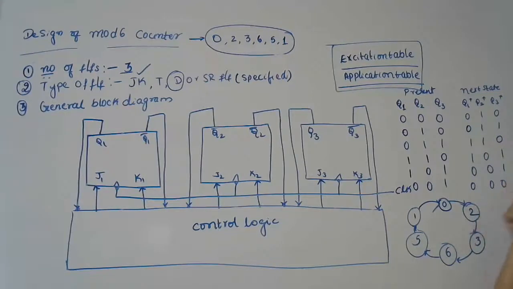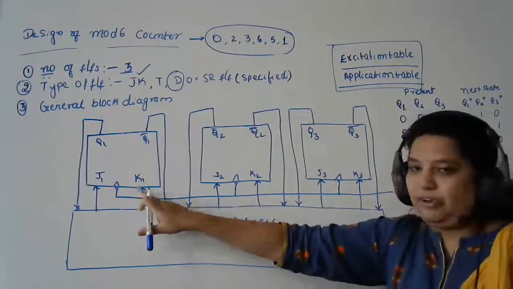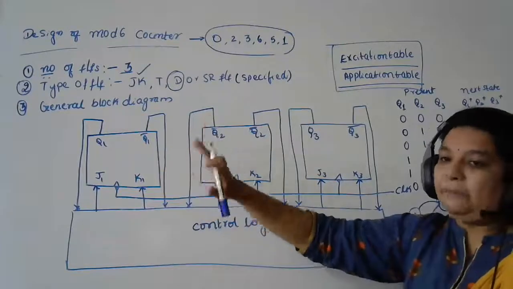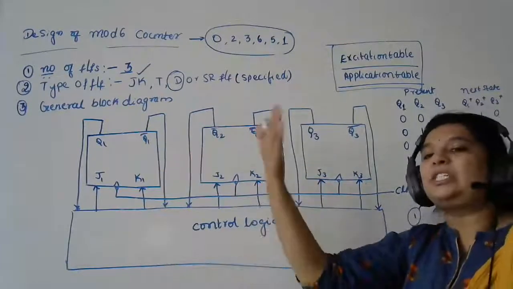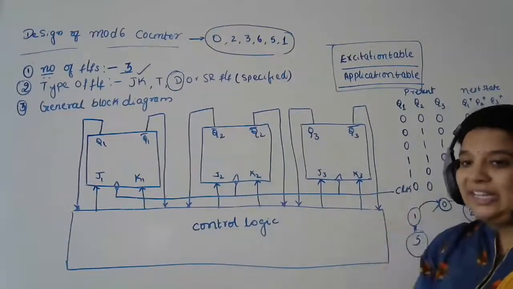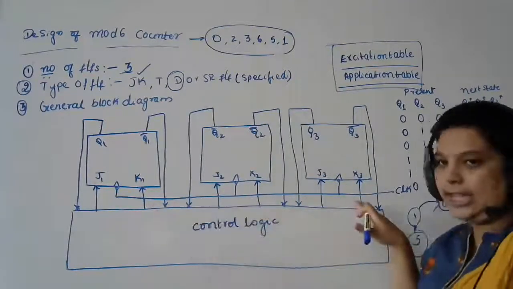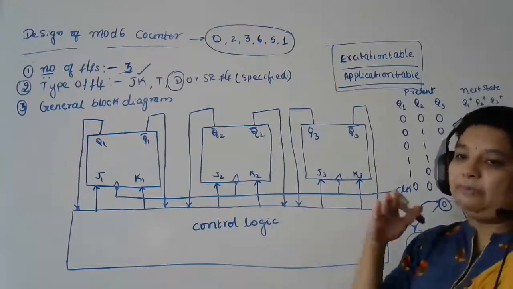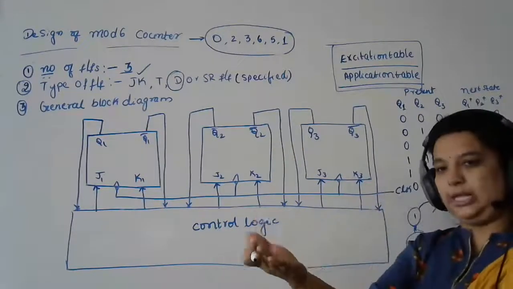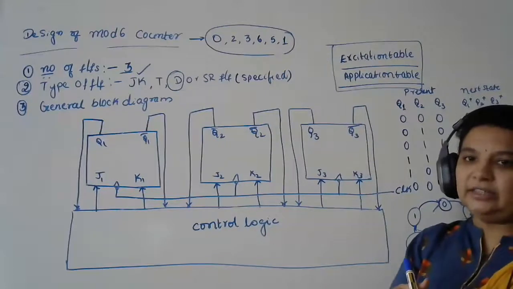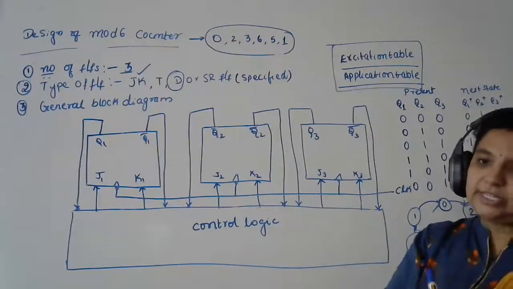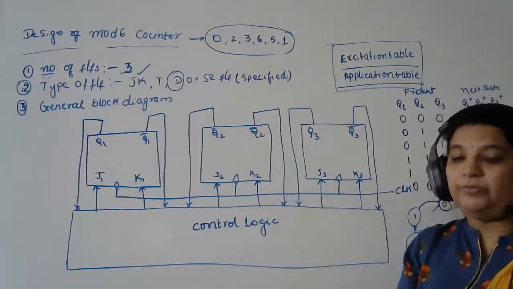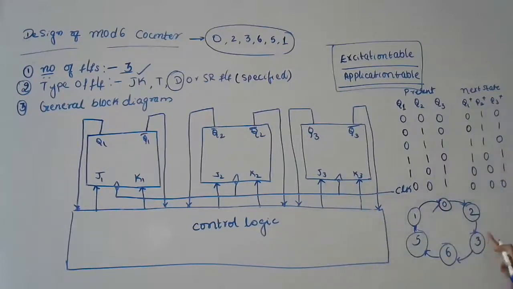What's the input I'm supposed to give to my J and K flip-flops so that it will be exciting or jumping from its present state 0 to the next state 2? What is the input I'm supposed to give so that it will be moving from the state 2 to 3? In order to move from the state 3 to 6, what's the input I'm supposed to give? In order to move from 6 to 5, what's the input I'm supposed to give? So these things will be told by what? That will be given from the excitation table.